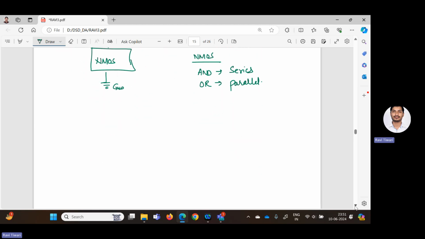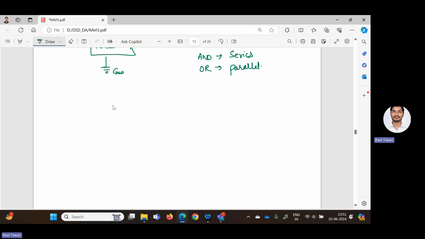Let's see how we can implement Y equals (A + BC) whole bar. Another important point to note is what? In case of CMOS, it is already a complementary MOSFET. That means inversion is already there. Complement will always be there with CMOS. We have to focus on A plus BC.